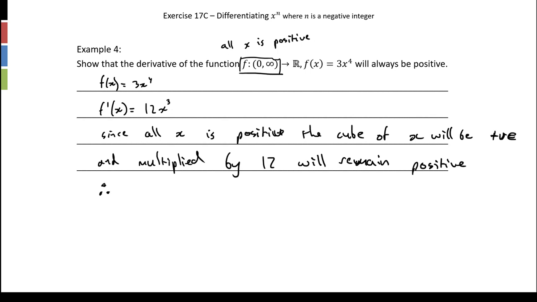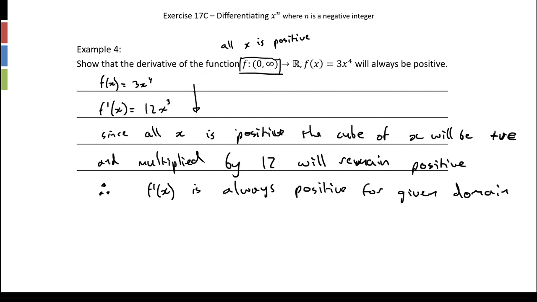Therefore, f dash of x is always positive for the given domain. So most of this, the numerical bit, is pretty easy. You then need to look at the value and the conditions importantly and see how they work together to provide the show that. That is it for 17C.